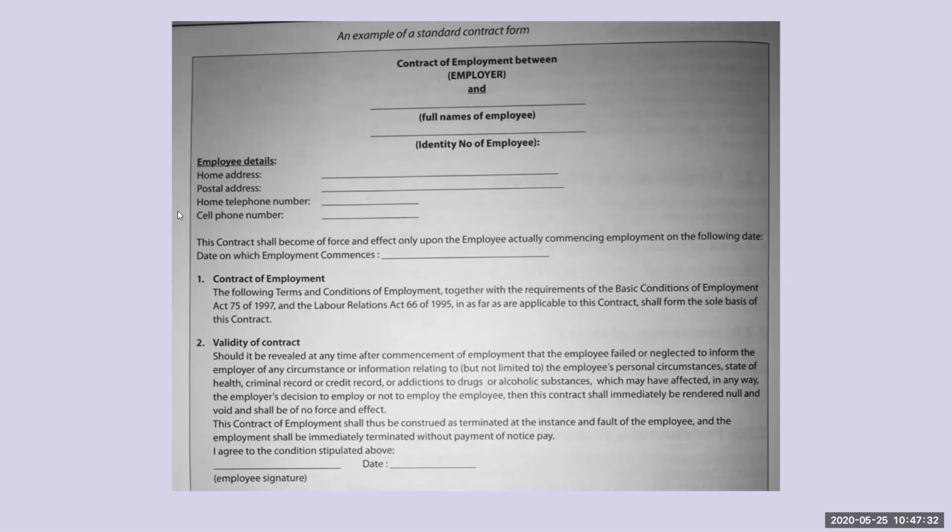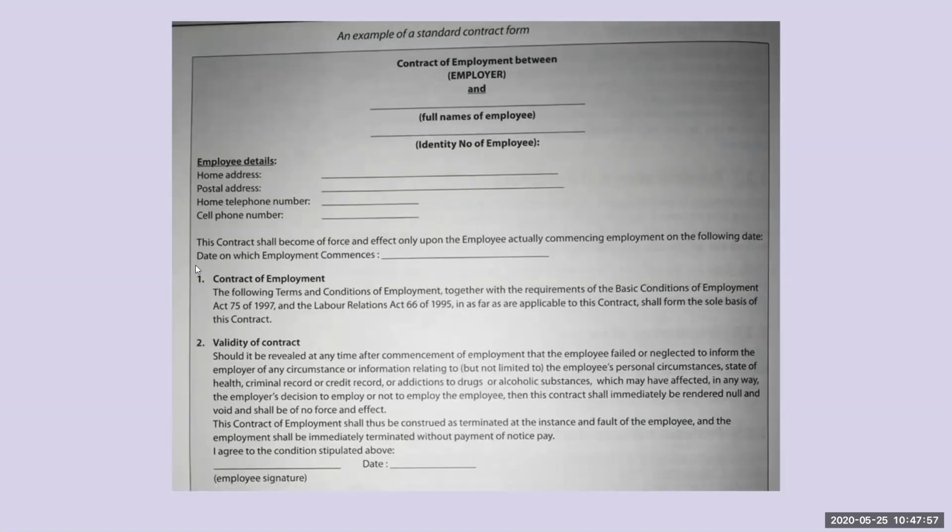This contract shall become of force and effect only upon the employee actually commencing employment on the following date. So then here they will put the date that you start work, and basically this just means that the contract will only be valid when the employee actually shows up for work. So that means that you cannot sign this contract and never go to work and still get paid. All right, pretty obvious, hey?